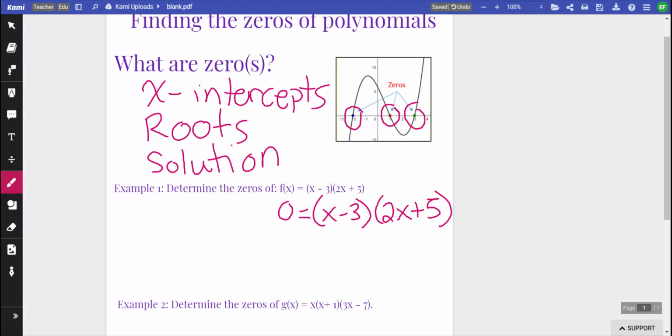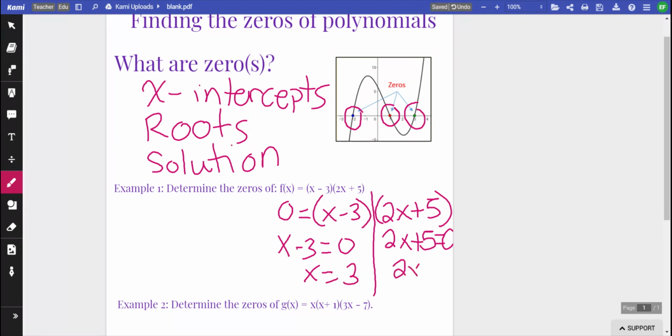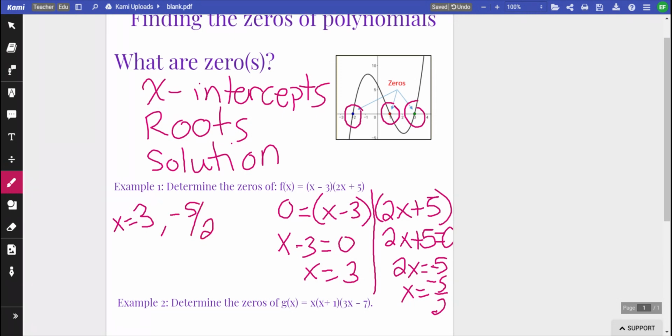Well, 0 times anything is just 0. So I can set each one of my factors equal to 0 and then just go ahead and solve for x. I'm showing it out here in this video, but you guys are going to get into the hang of it, and you're really just probably going to end up doing this in your head. And that is totally fine. So for this example here, the zeros are at x equals 3 and x equals -5/2.